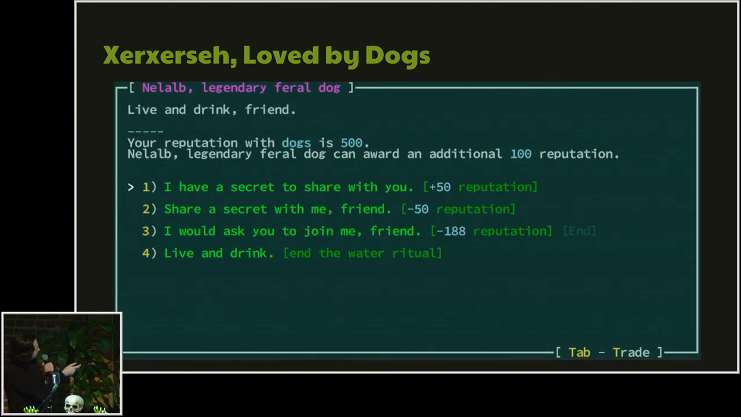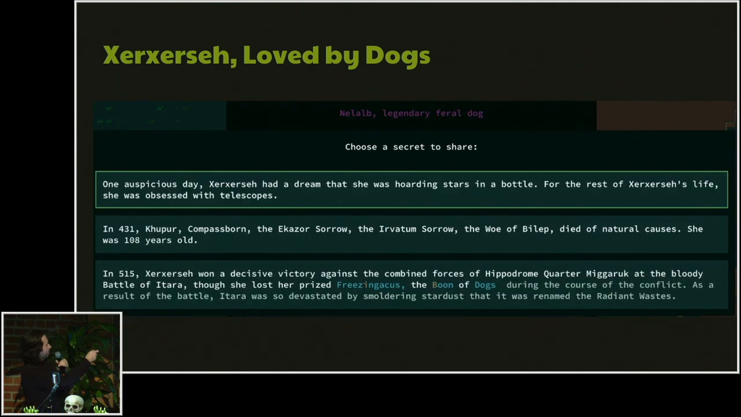So, "Live and drink, friend," and now you can actually share a secret with Nalelb and gain some reputation with dogs. This would only work if it's a secret that Nalelb cares about, but since dogs love Circe, Nalelb is going to care about secrets about Circe, so you can share one of these and gain some reputation with dogs. Okay, so dogs love Circe, right? We've established that. Some dogs love Circe so much that they've started a cult to worship her.